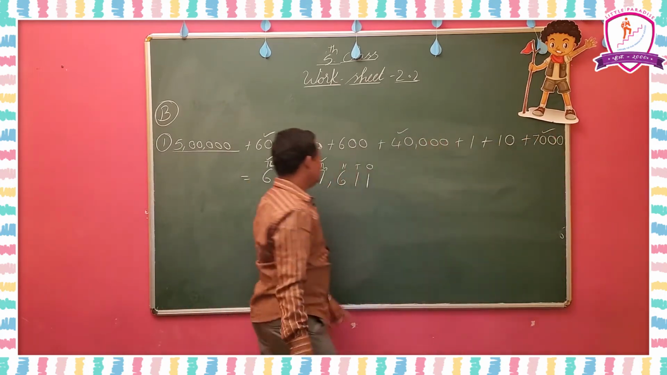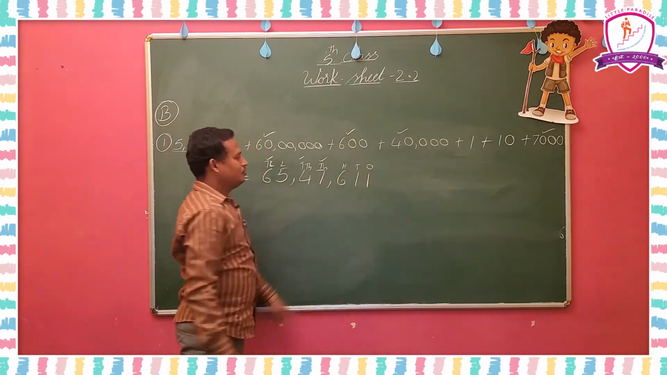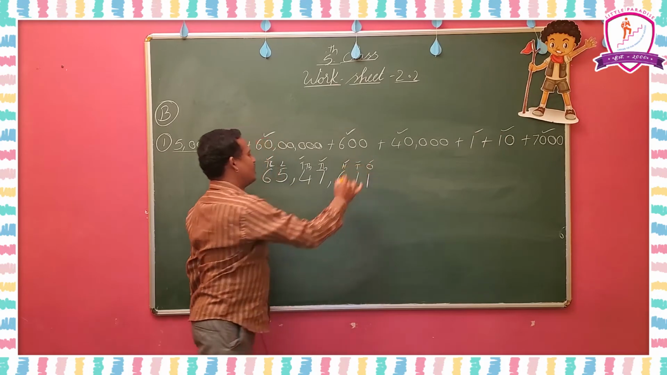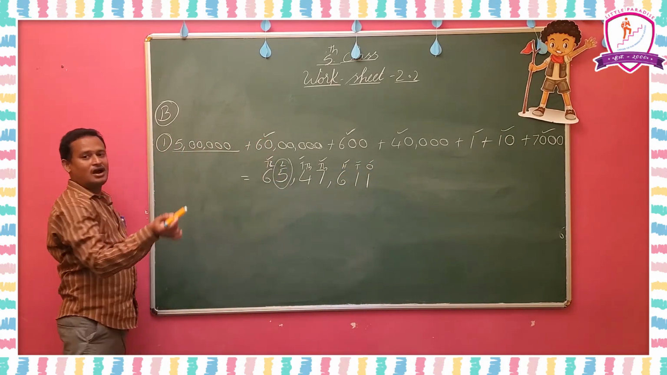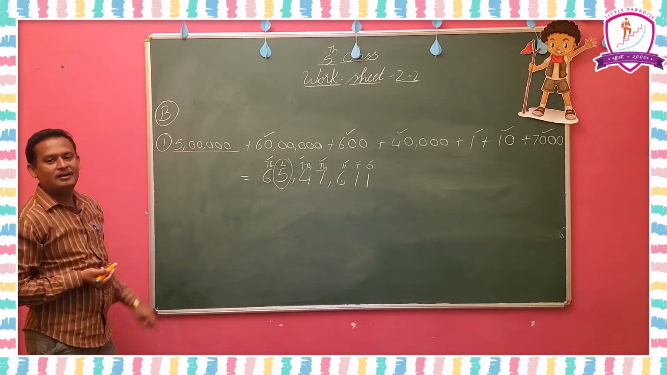And next, 6 in the hundreds place, 600 is there. 1 in the tens place, 10 is there, and 1 is there. All places are there, but here the 5 lakhs place value is not there in the expanded form. That place value you have to write in the blank.